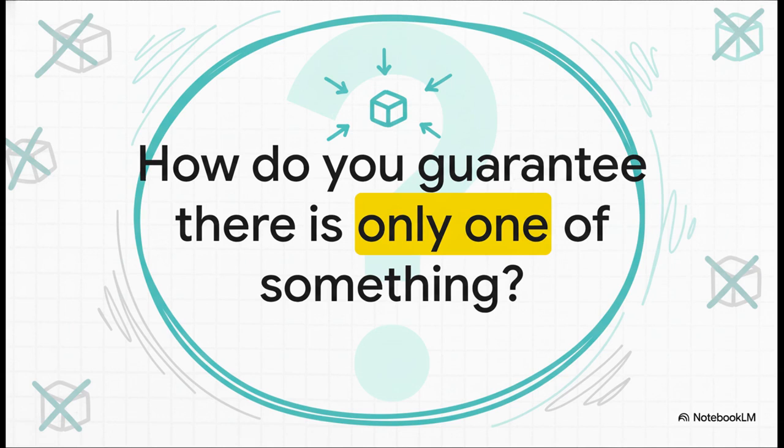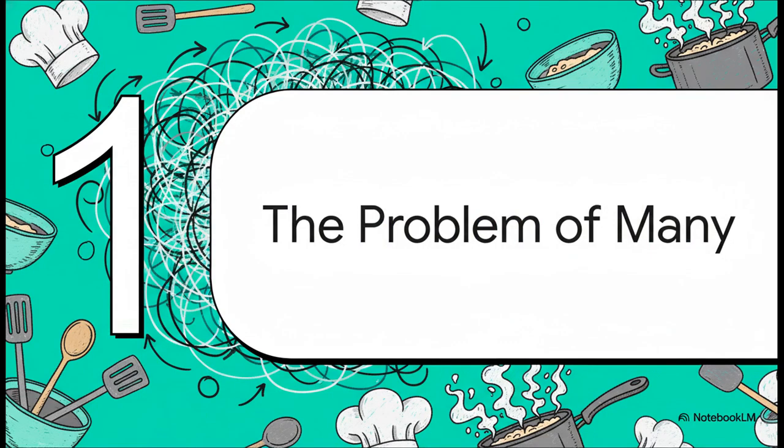You've got this super critical component in your system, and you need to make sure, guarantee, that across the entire application, there's only ever one of it. So how do you do that? How do you enforce that rule? Because to really appreciate why the solution is so clever, we first have to get a feel for the problem it's solving. Let's call it the problem of many, or maybe too many cooks in the kitchen.